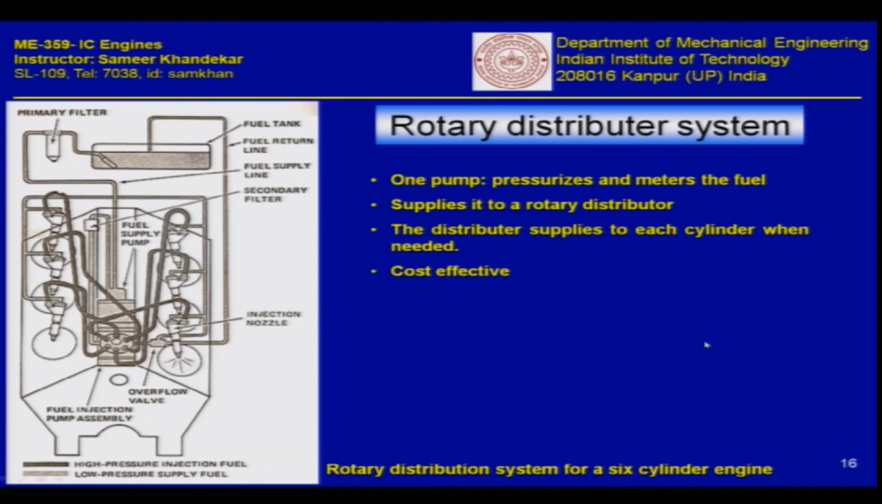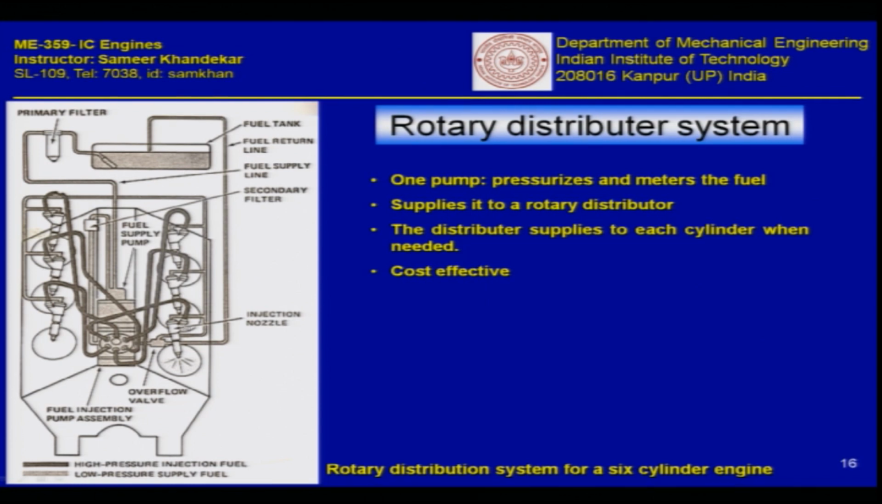Now you can also have a rotary distributor type of system. Okay, that means there is one pump, it pressurizes and meters the fuel, then this pump supplies it to a rotary distributor, and the distributor supplies to each cylinder when needed. This is typically a cost effective type of mechanism.